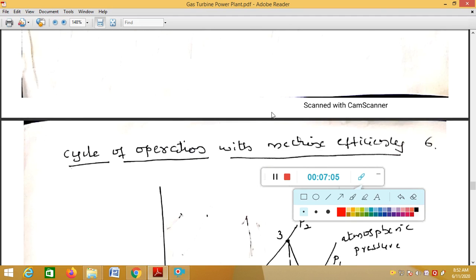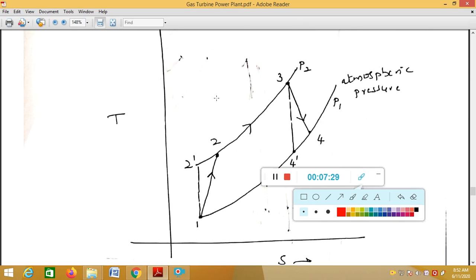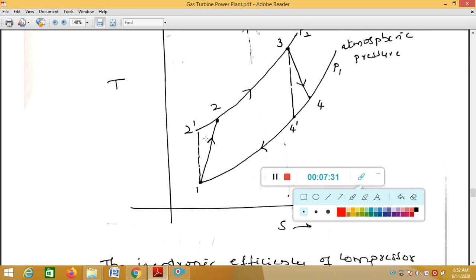Now we will go to the actual cycle. We will find out the optimum pressure ratio for the actual gas turbine cycle, the optimum pressure ratio for maximum work output and thermal efficiency. Optimum pressure ratio for both work output and thermal efficiency of an actual gas turbine power plant cycle. So the actual gas turbine power plant cycle is shown in the figure.